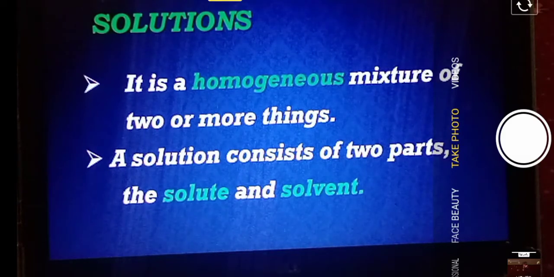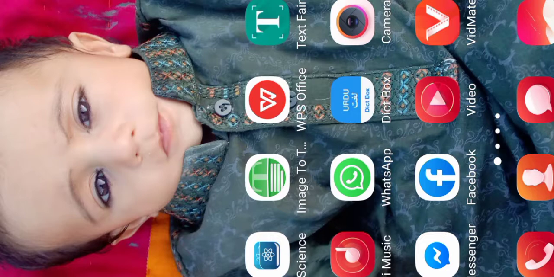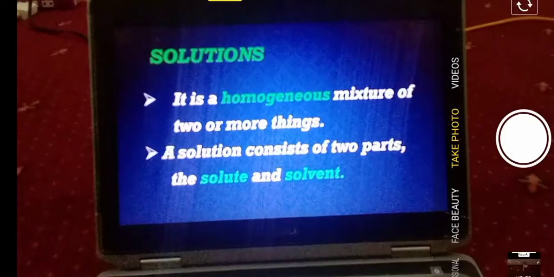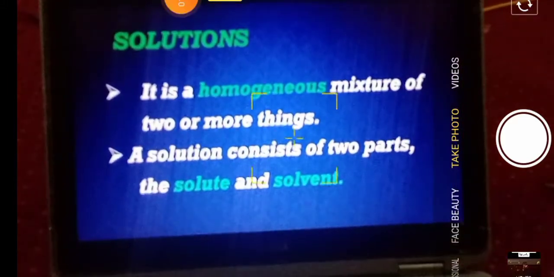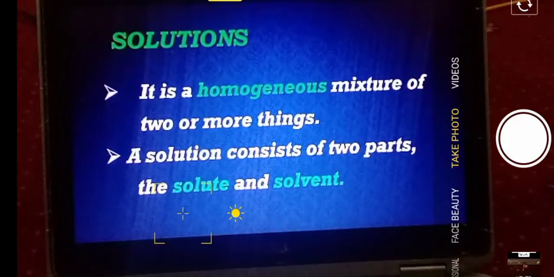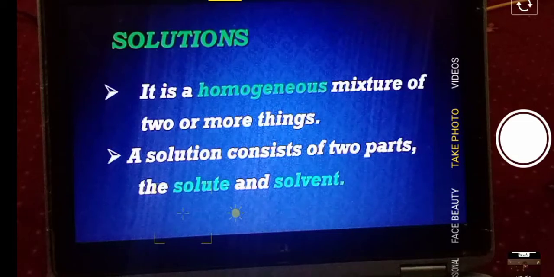A solution consists of two parts, the solute and the solvent. As I said, we mixed salt and water, so we have two parts in a solution. The first part is the solute, and the second part is called the solvent. So what is a solute? Solute is the component that is lesser in quantity in a solution. And the solvent is the component of the solution that has more quantity in a solution.